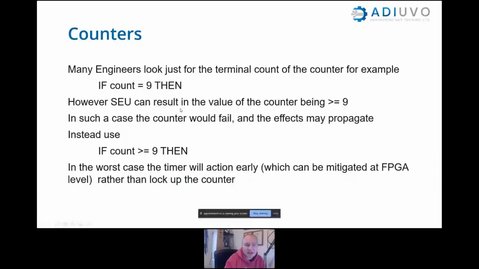We also want to think a little bit about how we design our counters. We often don't want to just check the count for the terminal value. We might want to check the count for being greater than or equal to the terminal value, or less than or equal to it if we're doing a down count. That gives us the ability to not end up in a locked up state where the logic's looking for a specific value, but that value never occurs. Putting elements like this in might affect how your system is behaving because a count terminates early, but that's a system level issue that can be recovered from, and it's a lot better than the system locking up and being unrecoverable.